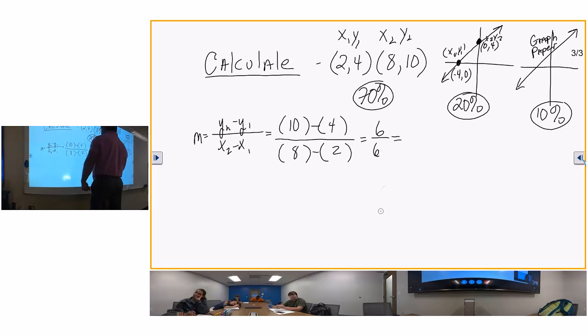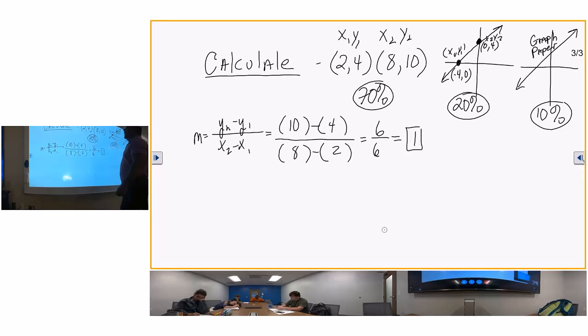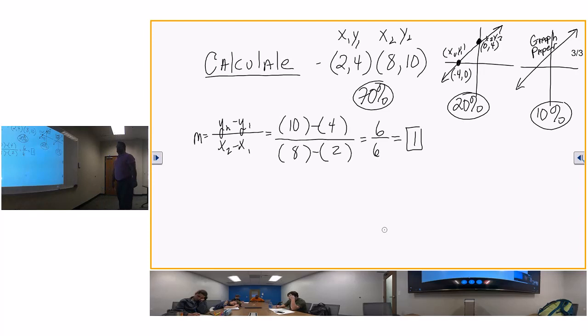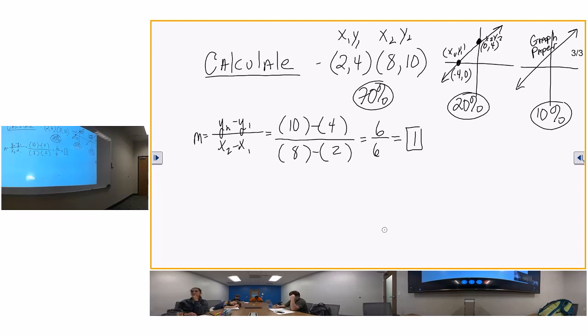And the slope is 1. So m is equal to 1. That's how you calculate the slope. Now you need to write that down and you need to make sure you understand what I did when you get home.